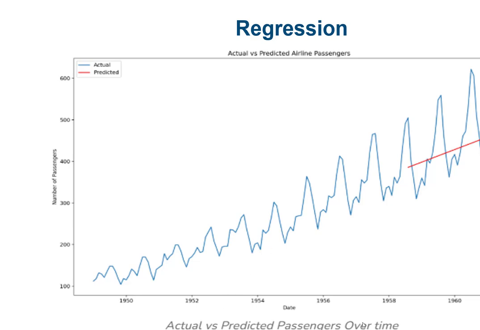So this is the actual versus predicted, and this is a bit out of date, but we have airline passengers over time, and you can see there's a strong seasonal effect here, in that there's obviously a lot more people traveling in the summertime. But what we could do is add seasonality into the regression, again, a little bit beyond this class.